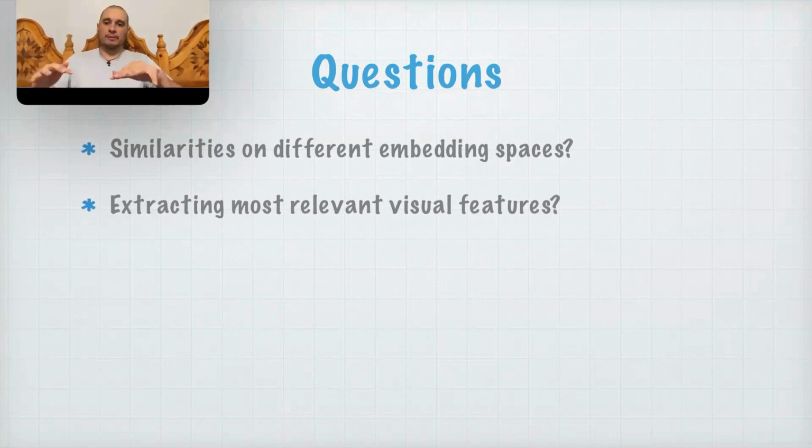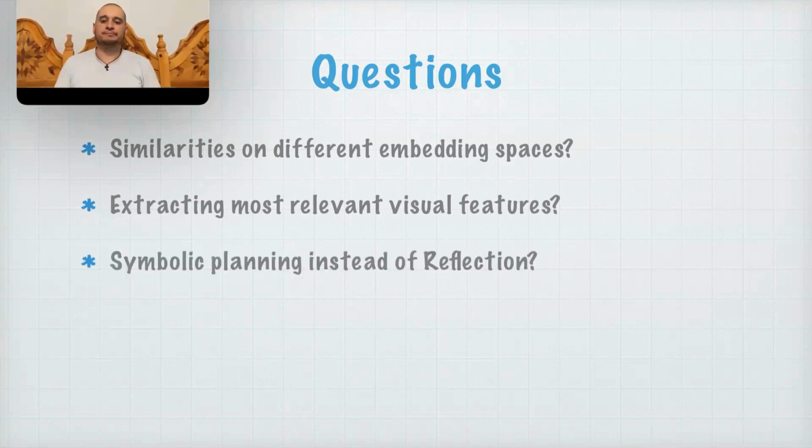Second, extracting the most relevant visual features. This particular model depends on the 2D embedding spaces being relatively similar. And for this, we need to first identify, second, extract, and third, shape the most relevant visual features. So that process of identification and shaping is extremely interesting and may vary based on the different types of problem. How to do that? It's an open question that I would like to hear from you.